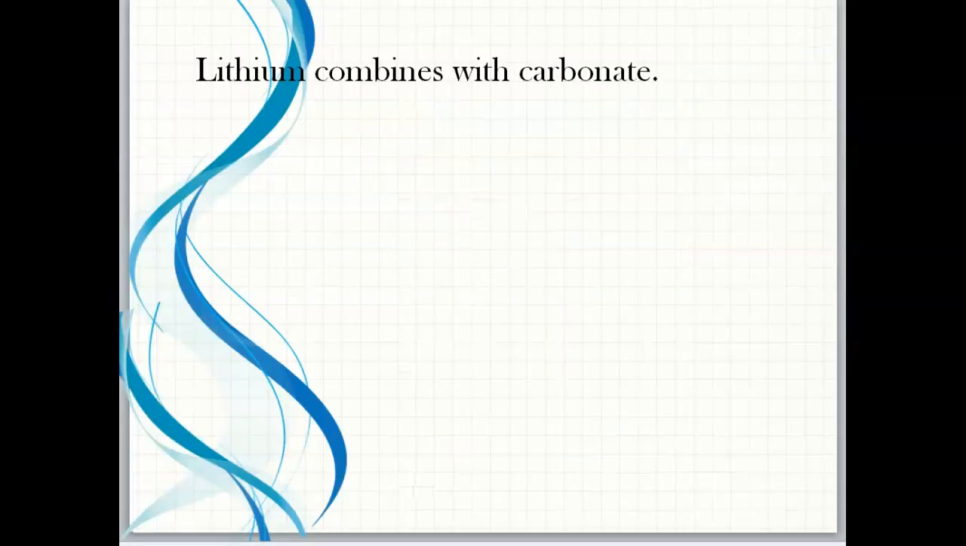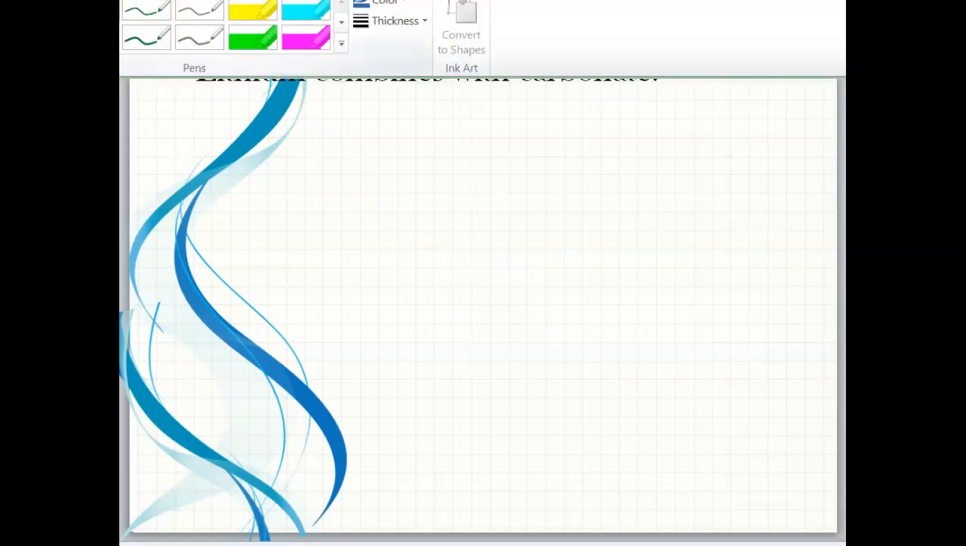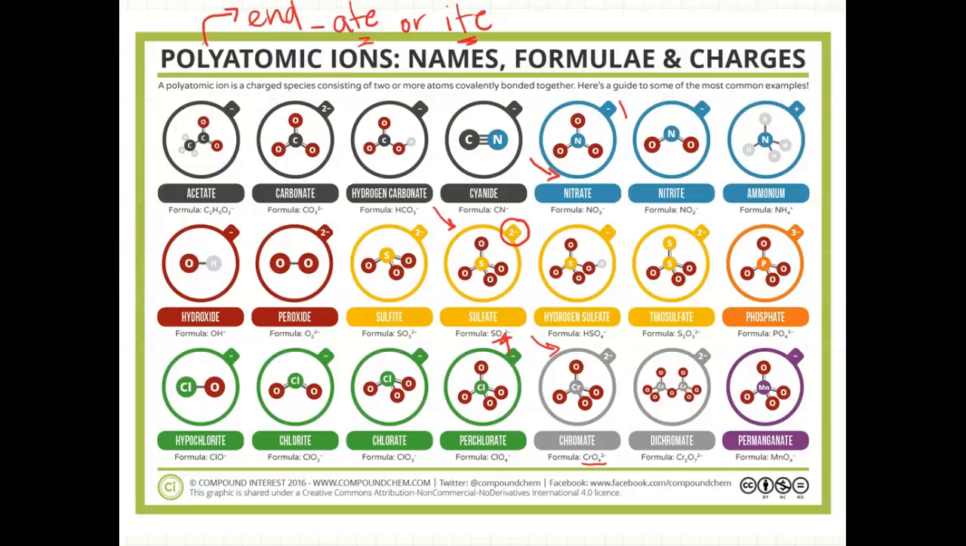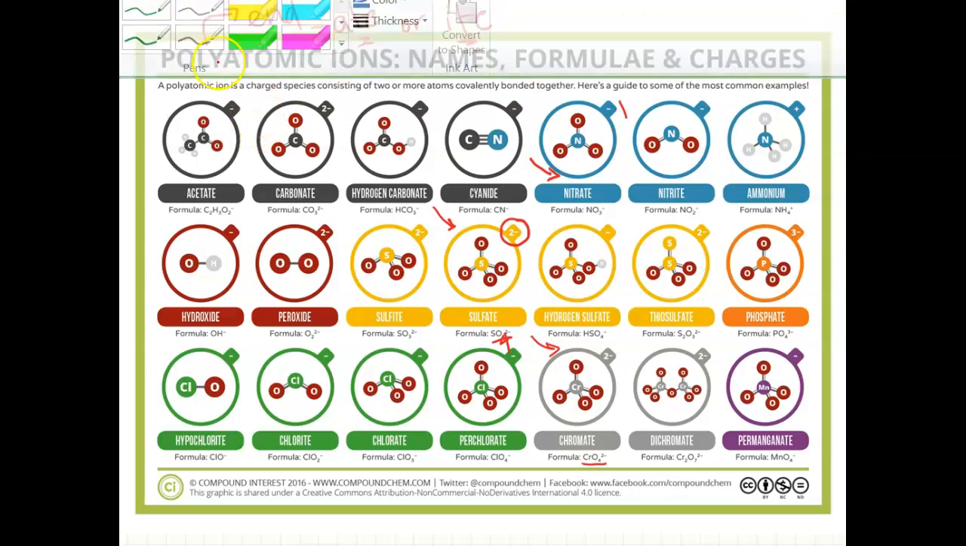Let's say, for example, we have lithium combines with carbonate. So let's actually identify who the characters are. I have lithium, and lithium is number 3 on my periodic table. I look at number 3 on the periodic table. It tells me I have 1 valence electron. So now I'm going to look at my chart. I'll refer back to the chart and look at carbonate. Let me take a moment to find it. Oh, I see it. So carbonate is right over here.